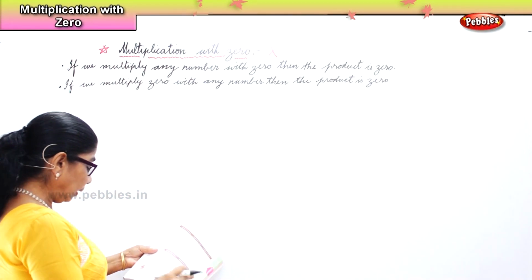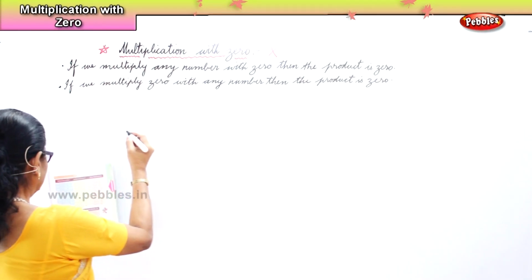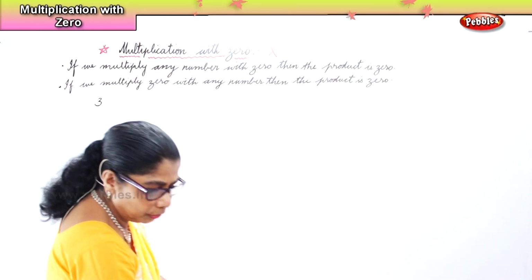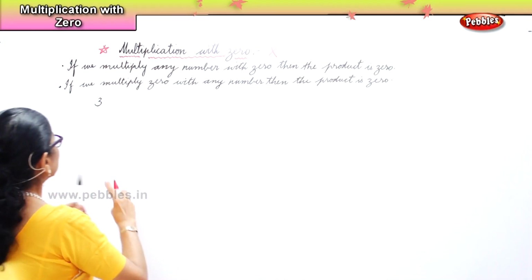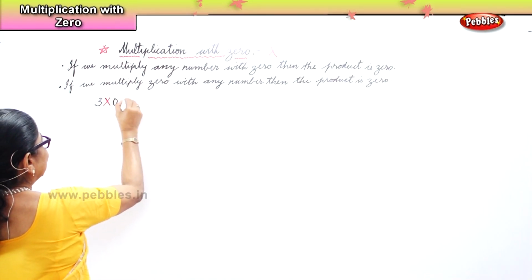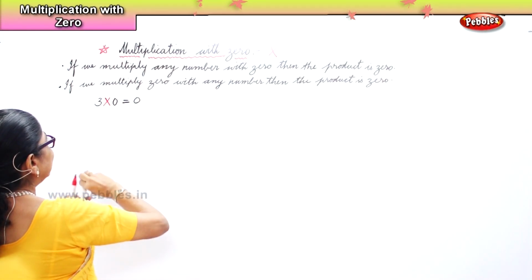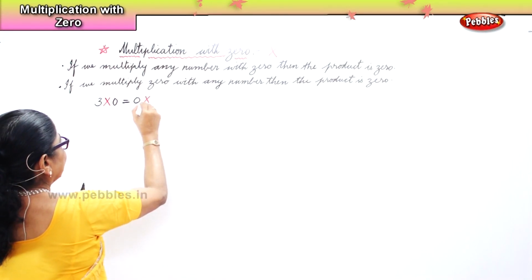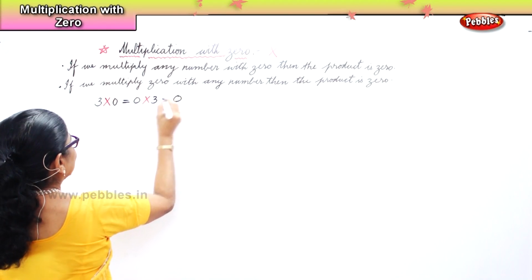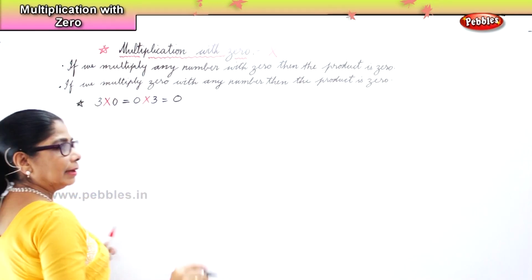Now, for example, if I write here 3 into 0, 3 into 0 is equal to 0 into 3, equal to 0. And that's what we are looking at now.